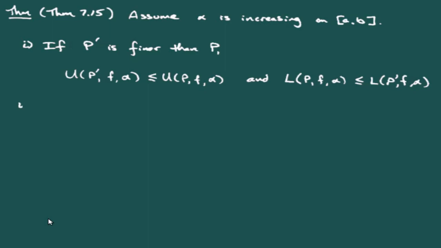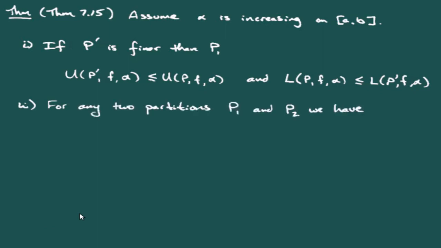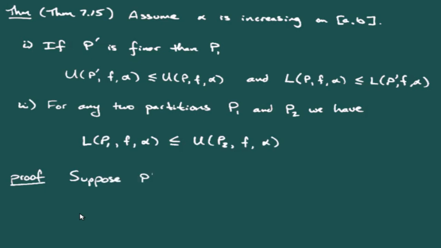Then also, for any two partitions P1 and P2, the lower Stieltjes sum with respect to P1 is less than or equal to the upper Stieltjes sum with respect to P2. There we're not worrying about whether one partition is finer than another. Those inequalities are still going to hold. So let's see why that might actually be true.